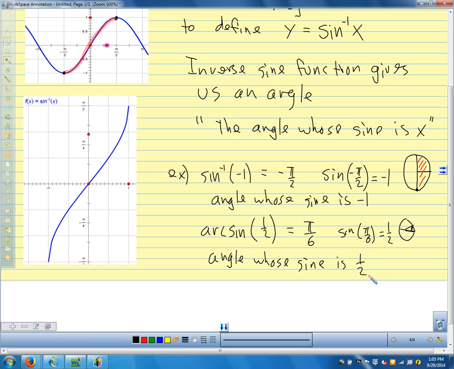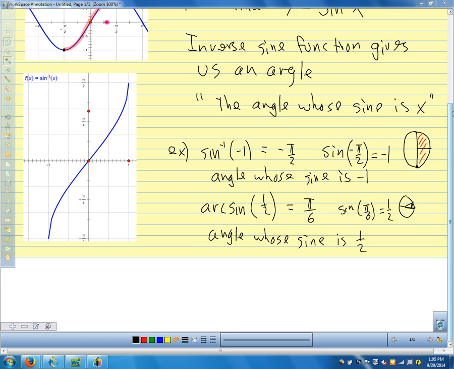With these inverse functions, knowing your unit circle is going to be essential. This is the kind of thing that we're going to be looking at. Yes? No, once we have our memorization test, then I'm expecting that everybody's memorized the unit circle.